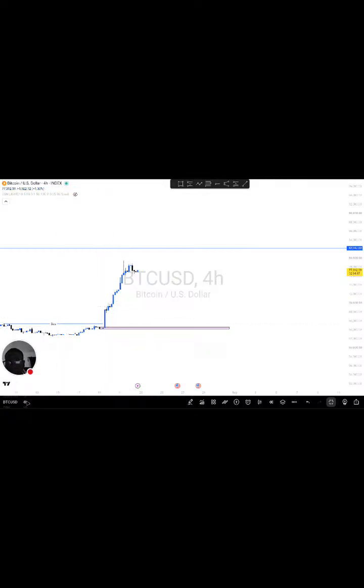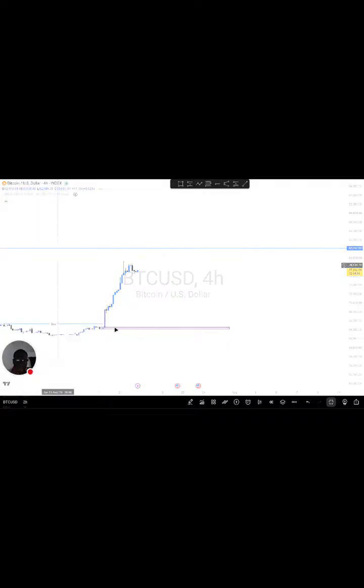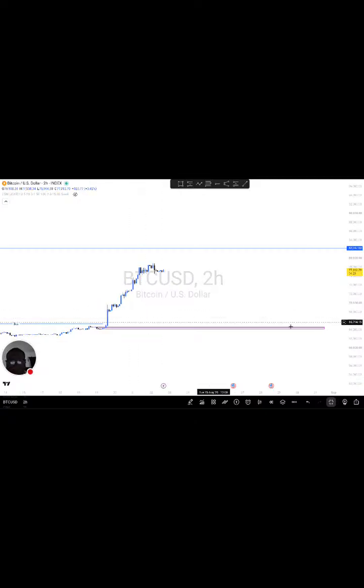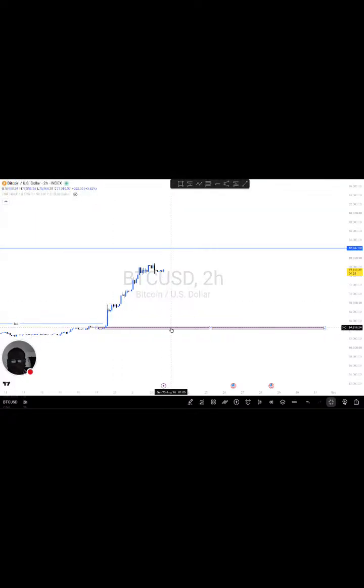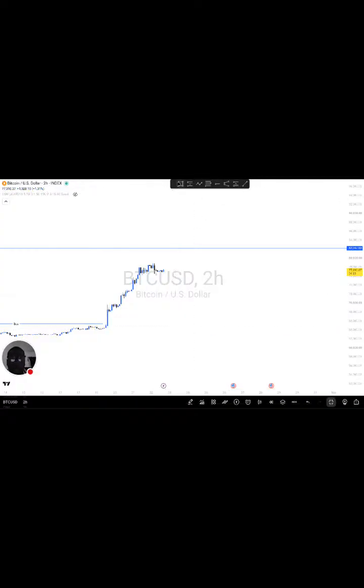So now we go down to the 4-hour time frame, because our analysis is from the daily time frame down to the 15-minute time frame. So I'll still adjust my order block here on the 4-hour time frame to set up a valid order block.